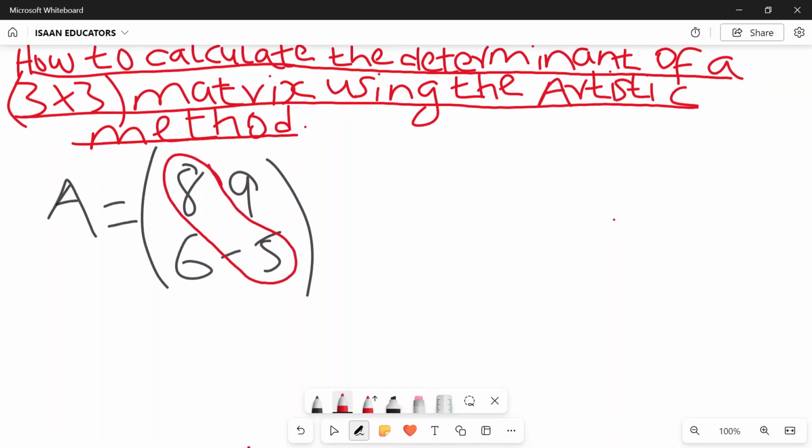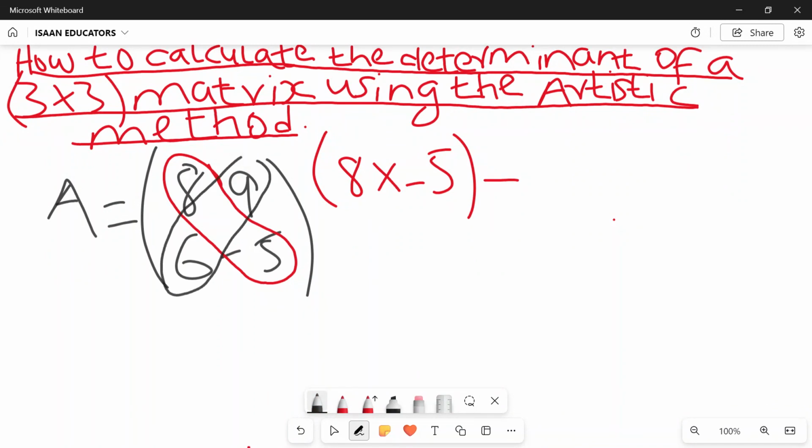Always, the first thing to do is to identify the leading diagonal, and the elements in the leading diagonal are 8 and -5. So you're going to take 8 multiplied by -5. Then you're going to subtract the product of the elements in the other diagonal. The elements in the other diagonal are 6 and 9, so you subtract the product, 6 multiplied by 9.